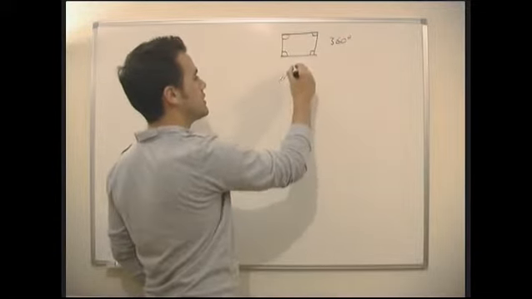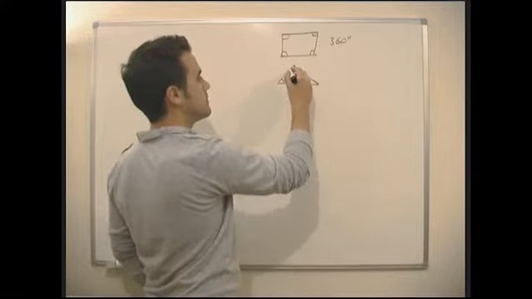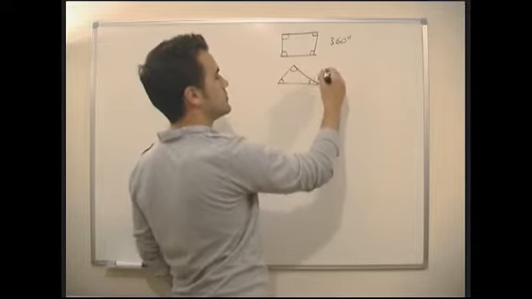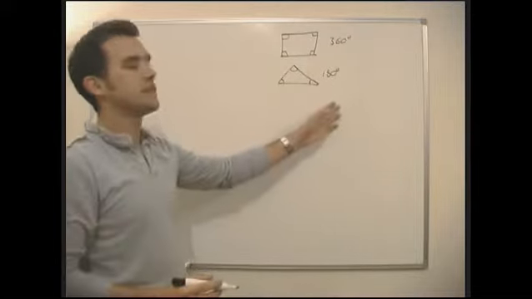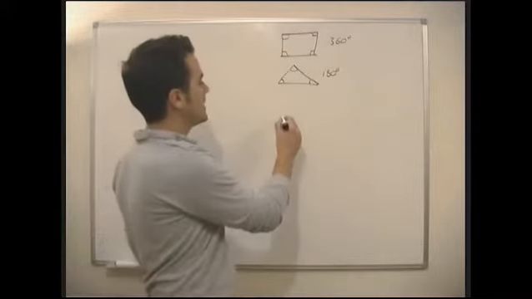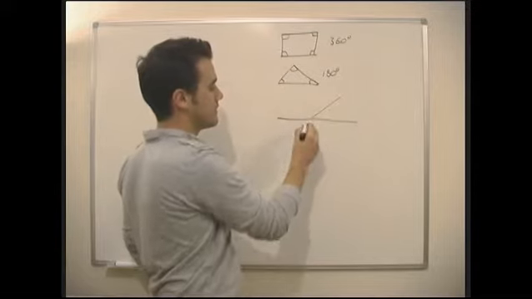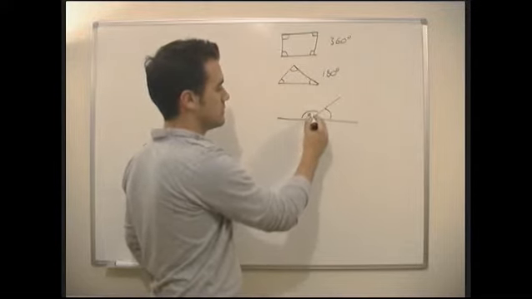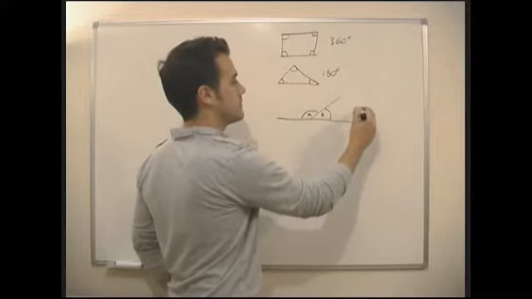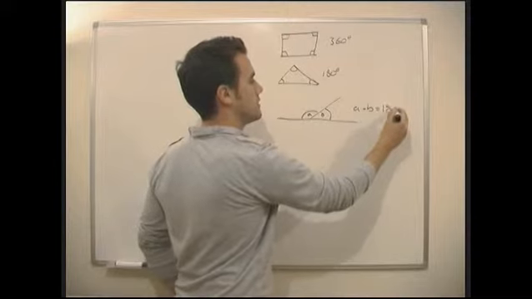We know inside any triangle, all the angles must add up to 180 degrees. And there's lots of other rules like this we need to remember. So angles on a straight line. If I've got a straight line like that, I'll put two angles on it. This angle plus this angle must also add up to 180 degrees.